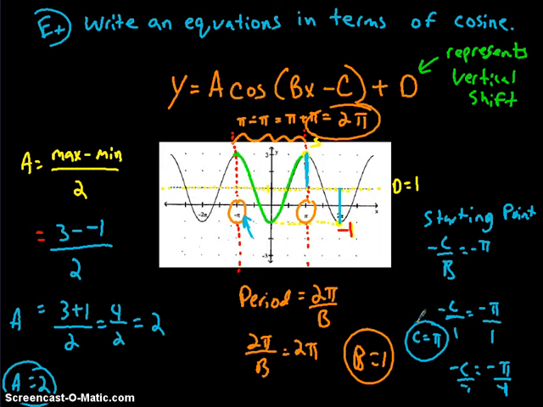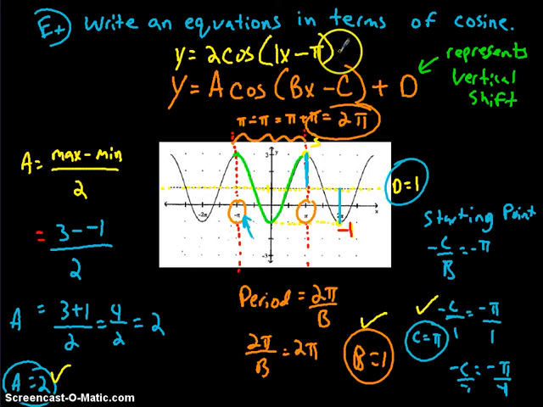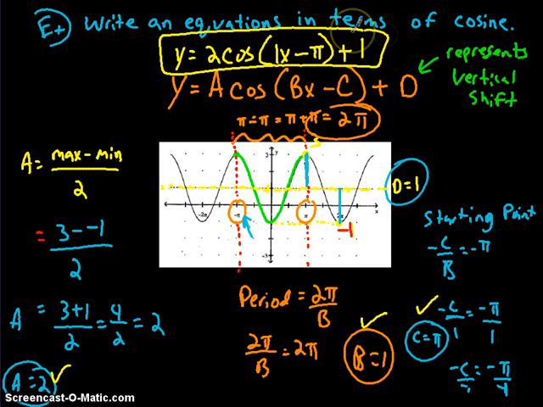So I know A, I know B, and I know D. So I can begin writing an equation. My equation for this curve should be y equals A is 2, so it's going to be 2 cosine. The B value is 1, so it'll be 1x. Subtract. The C value is positive pi. Pi plus, because we have a new line here that wasn't in any of the problems before today, that has a shift upwards. We have a D value, and that D value is 1.